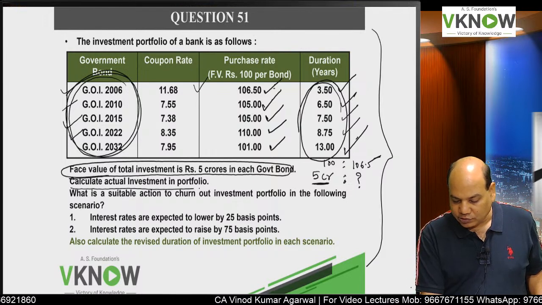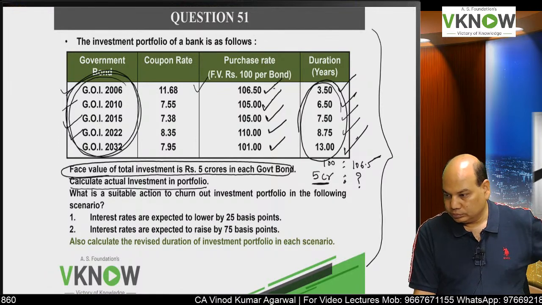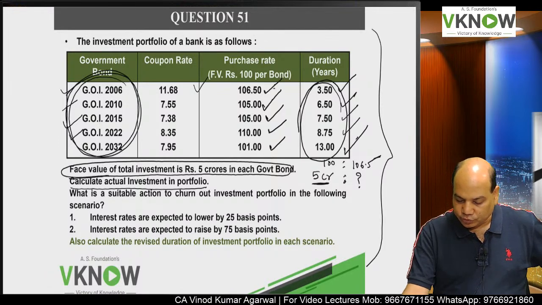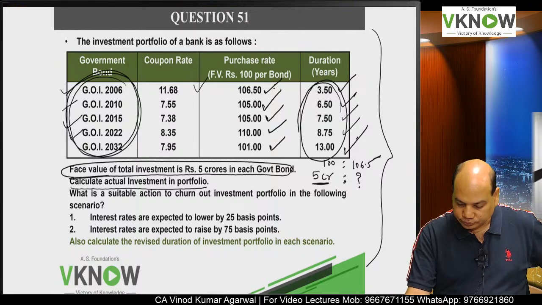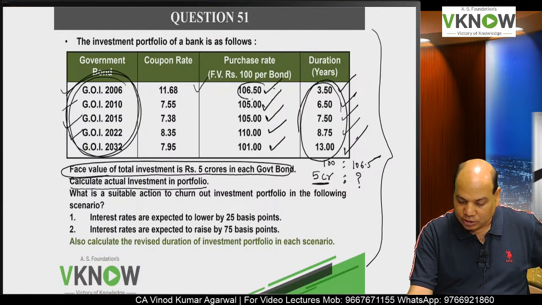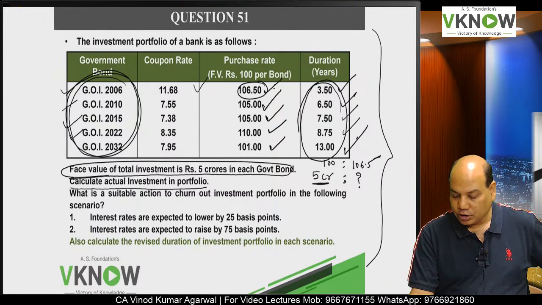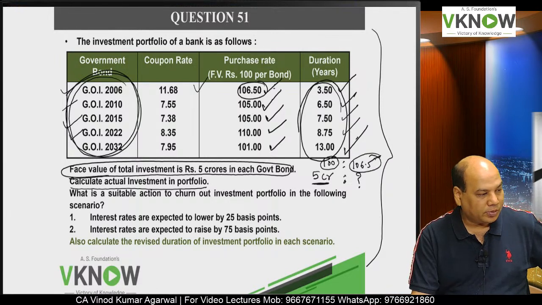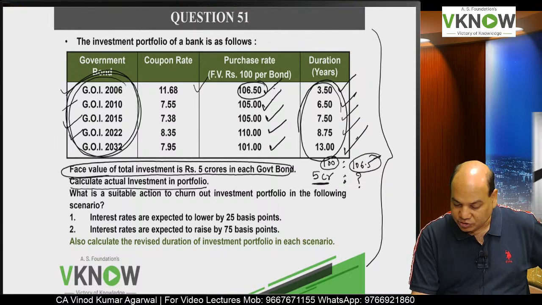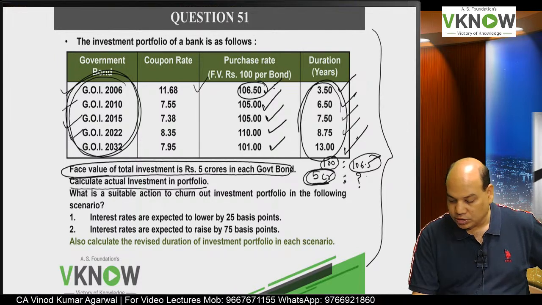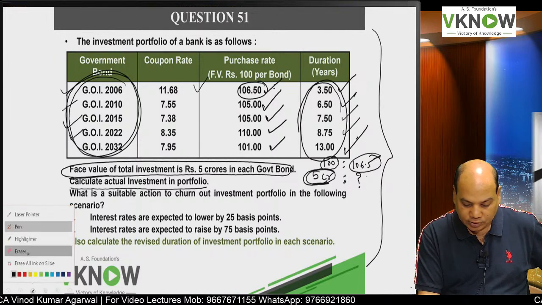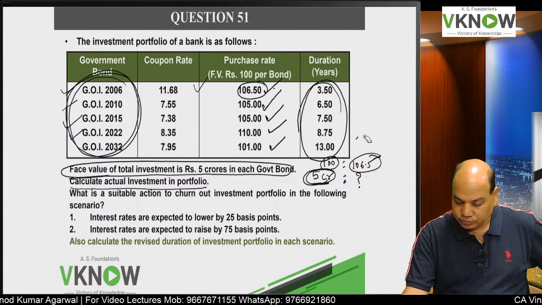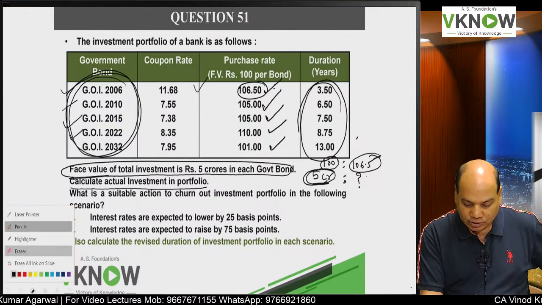Compute the actual investment in the portfolio. The actual investment in the portfolio, you have to compute what is the actual amount invested in this bond. If 100 rupees the face value, 106.50 is the purchase price. So if 5 crore is the face value, what is the price? So that you can find by using simple school level arithmetic.